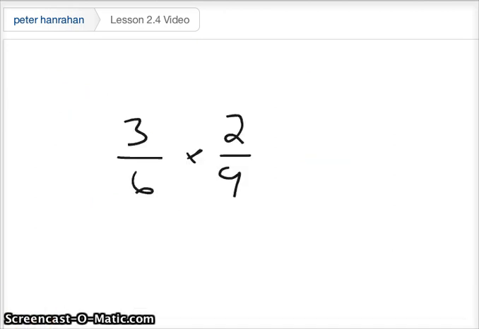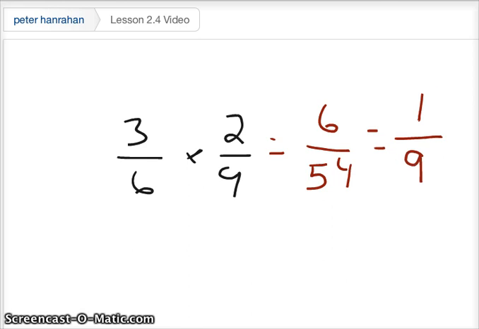Okay, and the last thing, we'll look at this problem one more time. You could just multiply the numerators. 3 times 2 is 6. Multiply the denominators. 6 times 9 is 54. And reduce your answer. Okay, by dividing 6/54 by the greatest common factor of 6 and 54, which is 6. 6 divided by 6 is 1. 54 divided by 6 is 9.